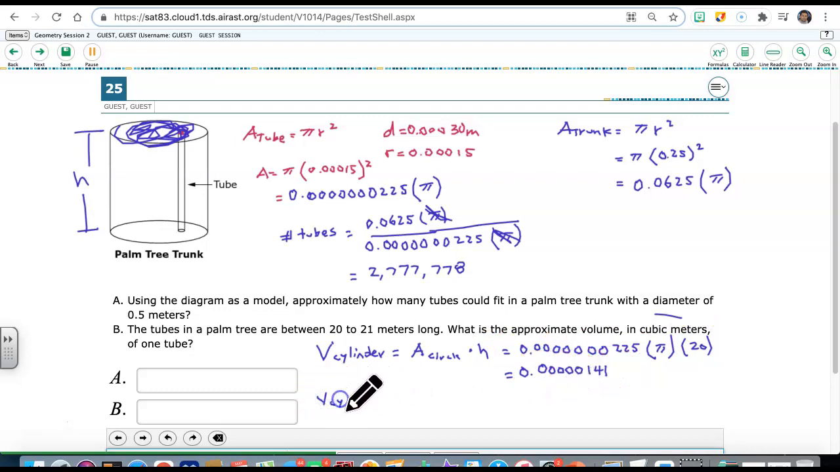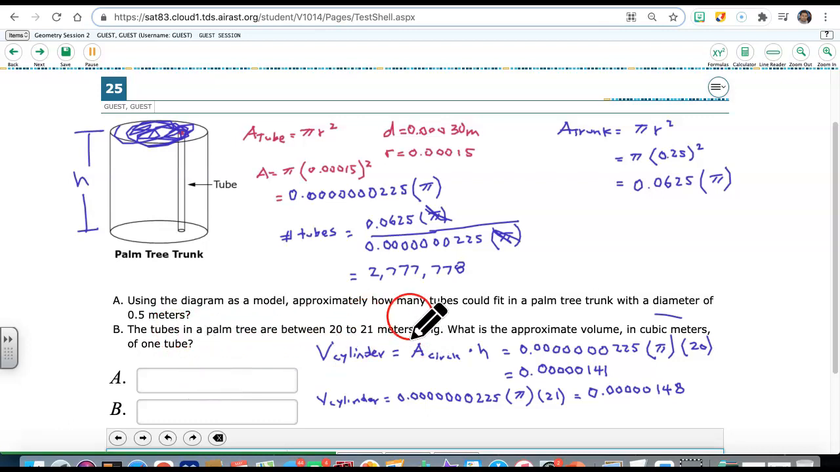When the height is 21, let's find out. The area of the circle is the same thing, so I'm going to have 7 zeros, 225, and I'm missing pi. Instead of the height being 20, it's going to be 21. I multiply all that and I have 5 zeros, then 148.